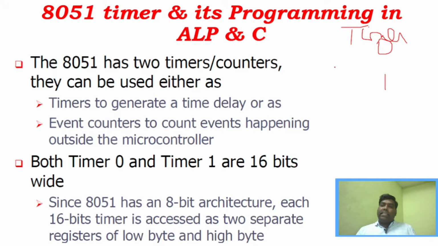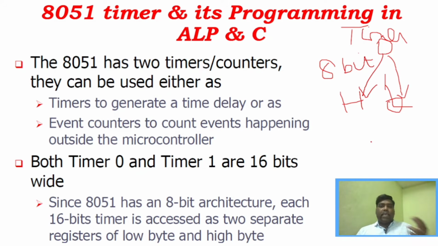Since 8051 is an 8-bit controller, the 16-bit timers will be segregated into two, that is, lower 8 bits and higher 8 bits. We will see all those things, right? As of now, understand you have two timers of 16 bits, but both are split as 8 bits. That is, timer 0 has lower 8 bits and higher 8 bits. Similarly, timer 1 has lower 8 bits and, sorry, higher 8 bits, right?